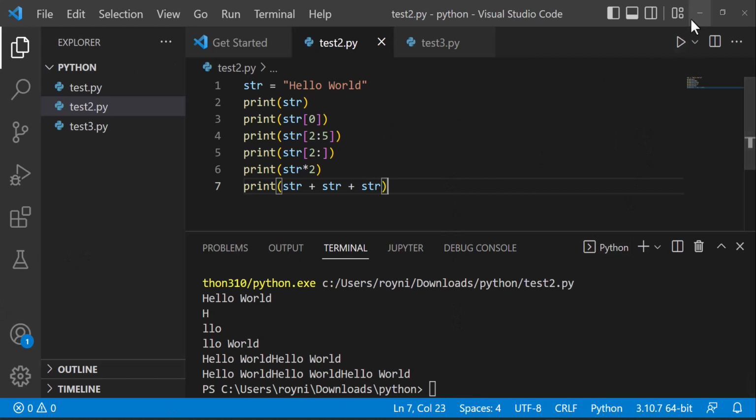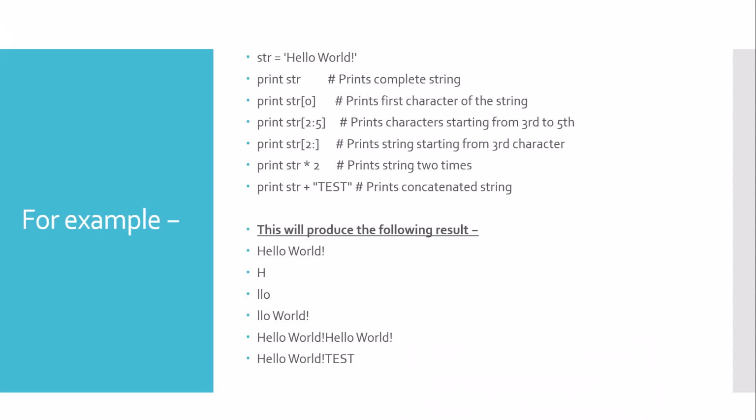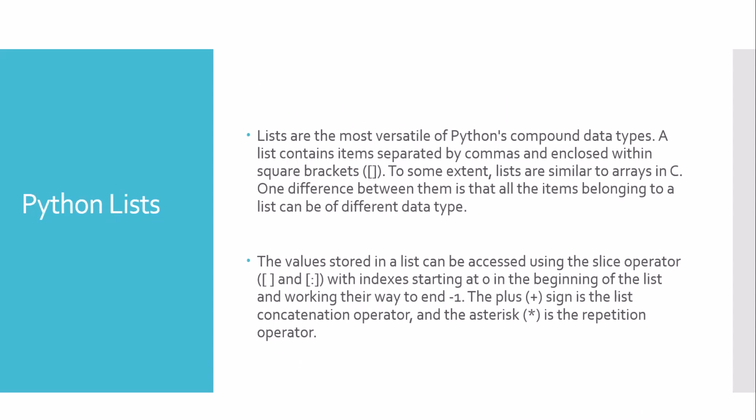That's it. Next, let's move to the next section: Python lists. Lists are the most versatile of Python's compound data types. A list contains items separated by commas and enclosed within square brackets. Versatile means you can store strings, numbers, integers, all types of data in lists.